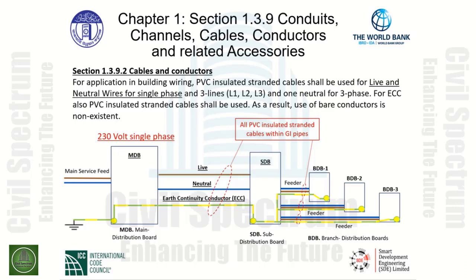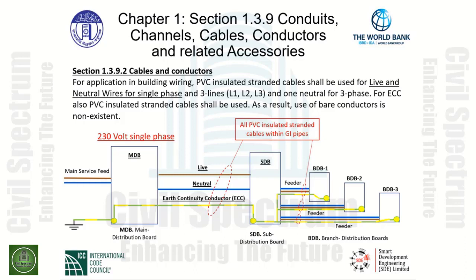As an example, we have our 230 volt single phase system. As we can see from the main distribution board to the sub-distribution board, we have our subfeed circuit. All PVC insulated stranded cables within GI pipes can be seen between the main distribution board and the sub-distribution board for our single phase system.